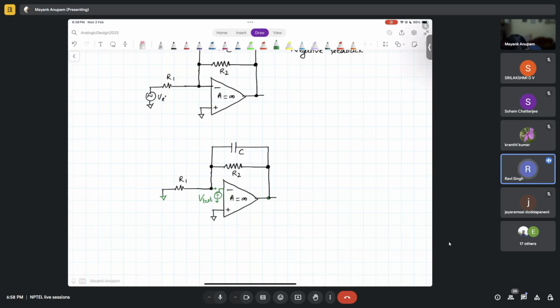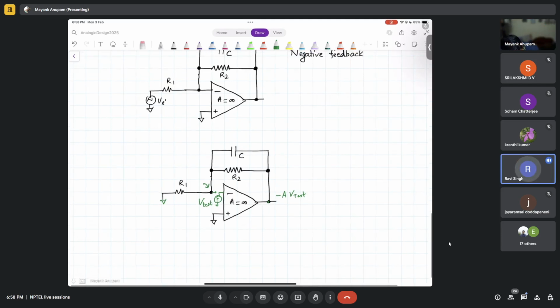So the output is going to be minus infinity in this case. Let's say minus A; we'll replace A with infinity later. So it is minus A times V test. So what is the voltage that we are going to get here? We'll do the division of this, so that would be some negative voltage, right? So that's the telltale sign of negative feedback, isn't it?